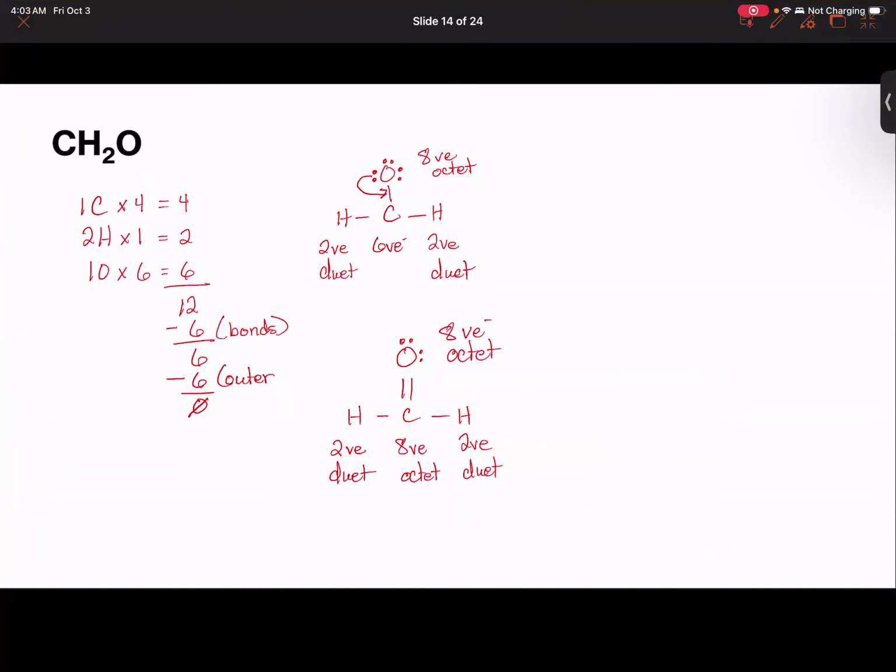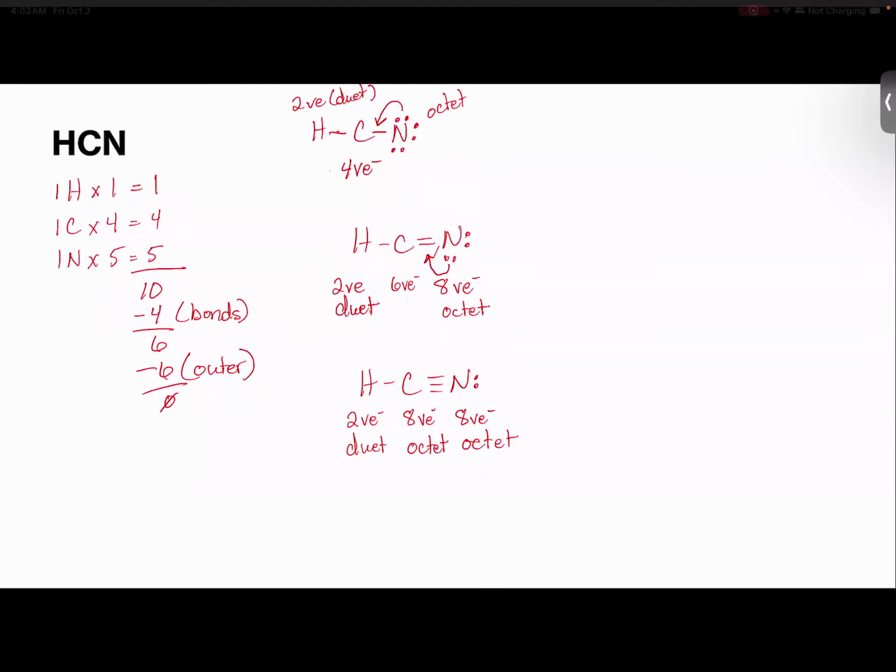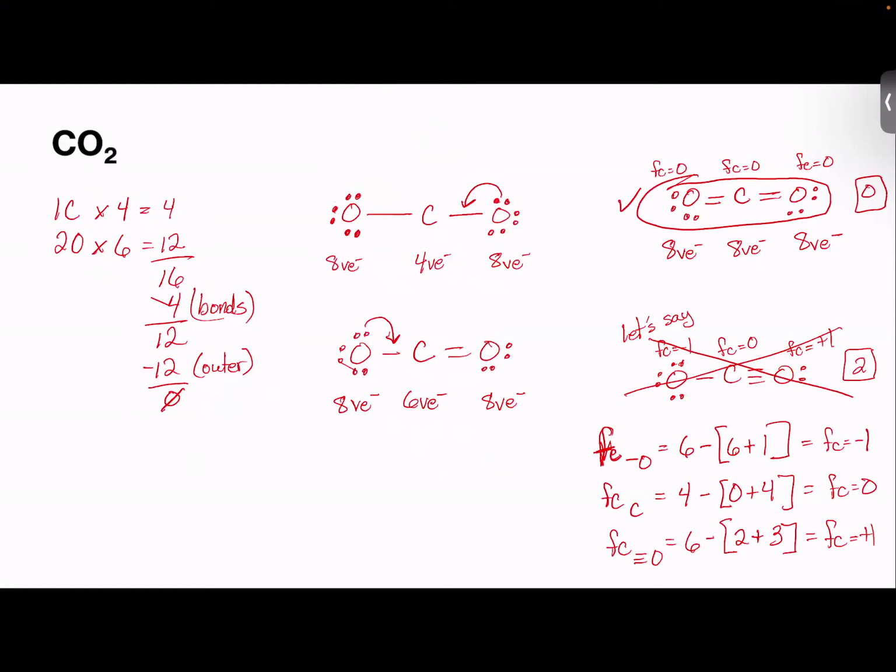Okay, I want to take a moment before we continue doing more and more molecules. I want you to think about the number of bonds each atom has in each of these molecules. In this molecule, the hydrogen had 1 bond, the oxygen had 2 bonds, the carbon had 4 bonds. In this molecule, the carbon had 4 bonds, the hydrogen had 1 bond, the nitrogen had 3 bonds. In this molecule, the carbon had 4 bonds, the oxygen had 2 bonds.